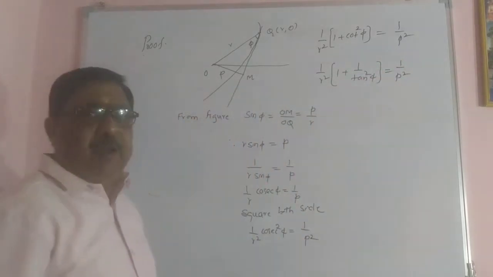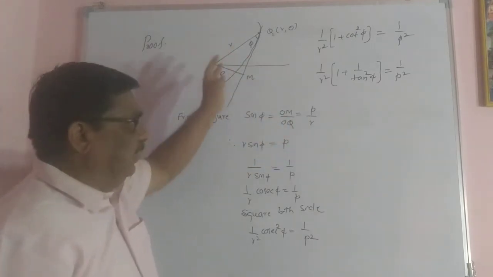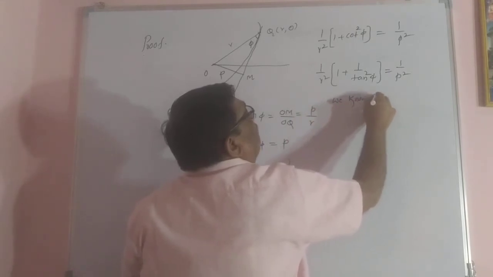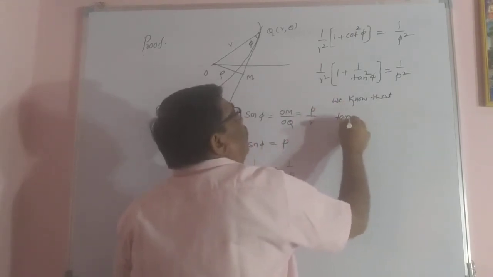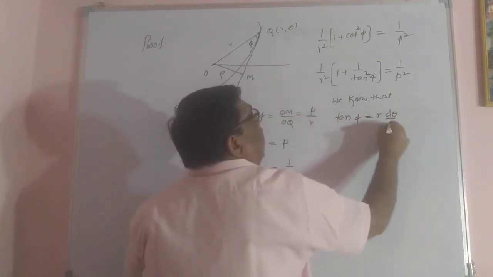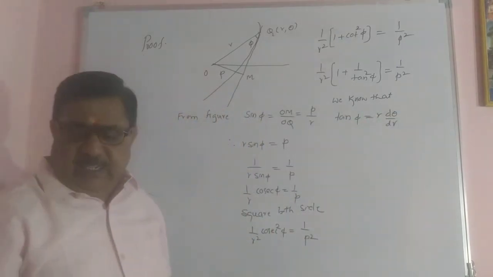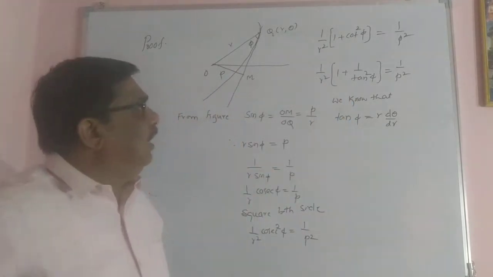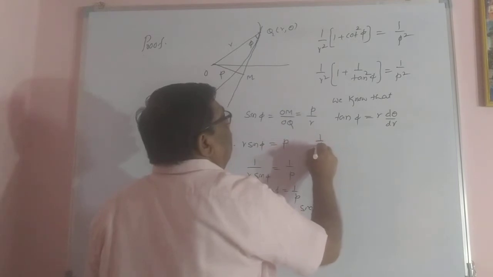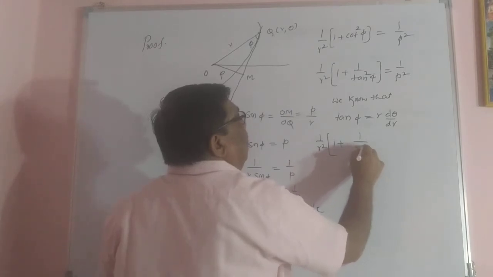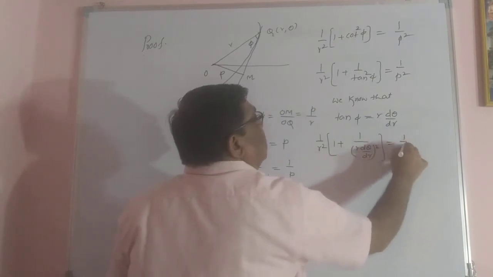Why have I written it like this? Because there is a relation between tan psi and r, theta. Therefore, we know that tan psi equal to r into d theta by dr. It is from the radius of curvature, that you have done already. So then you substitute this value in the above equation. So 1 by r square into bracket 1 plus 1 upon, r d theta by dr, its square, equal to 1 by p square.